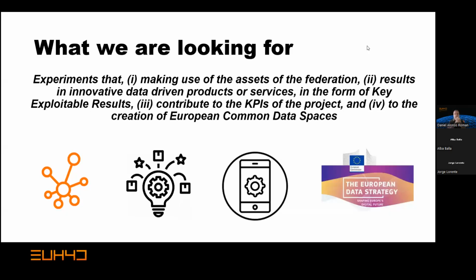So what we are looking for can be summarized in 4 points. I will go through the next slides point by point, but as an introduction: first, and very important for us, as I mentioned before, you have to make use of the assets of the federation. We are using the experiments to check the joint service delivery of the hubs, but also to check how we are doing, to check the service, and also to foster the collaboration among the hubs. So for experiments to be eligible, you have to use assets of the federation.